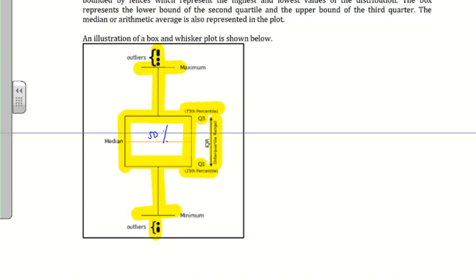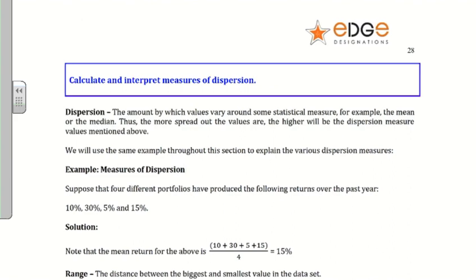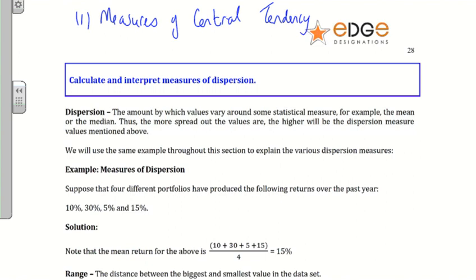Everybody comfortable with our page? Now we move to the top of page 28, guys. Now we move to a different concept which we spoke about a little bit earlier. This is the second measure. Just to repeat, the first measure was measures of central tendency. Everybody comfortable with that? Measures of central tendency. This is the second one in the group of 4: measures of dispersion.